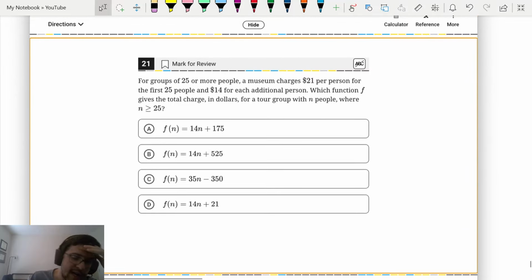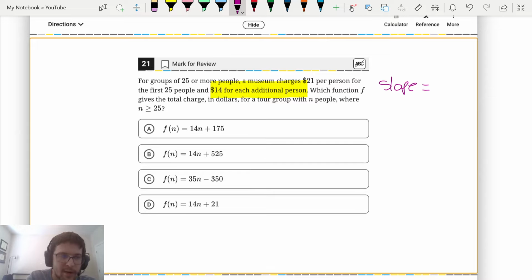Okay, this is a tricky question. I actually did this one too fast, and I got this one wrong. So I'm going to try to steer you right. It's very similar to what we just did, actually. The charge for each additional person, we were just talking about that, is the slope, right? Like a rate that you're being charged. So the slope is 14, and it says $21 for the first 25 people. So if you multiply that, that's a total of $525.